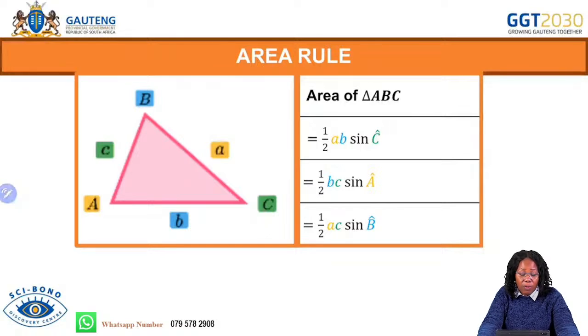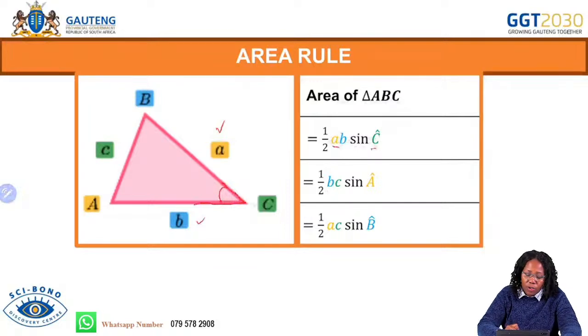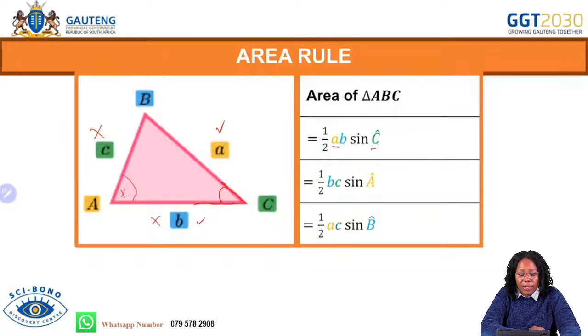And now the area rule. With the area rule of triangle ABC, you must be given 2 sides and an included angle. An included angle is an angle between the 2 sides given. So for example, if you want to apply half ab, ab is these 2 sides, so I must be given this angle here. As you can see, it's an angle between those 2 sides given to me. So if I am given b and c, my included angle must be this one. I must have that included angle.